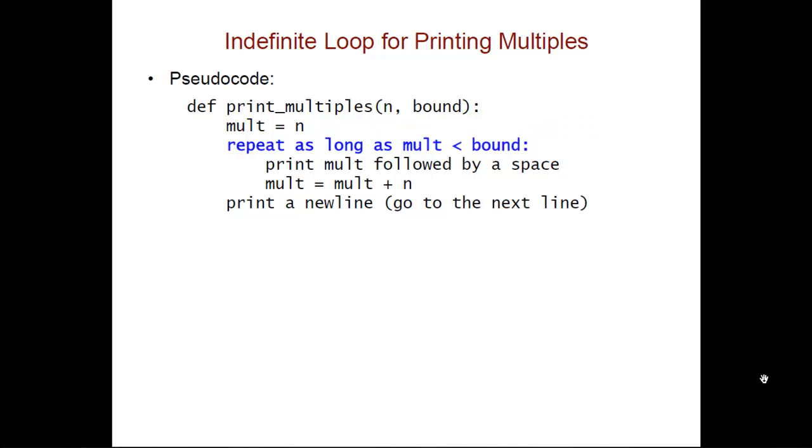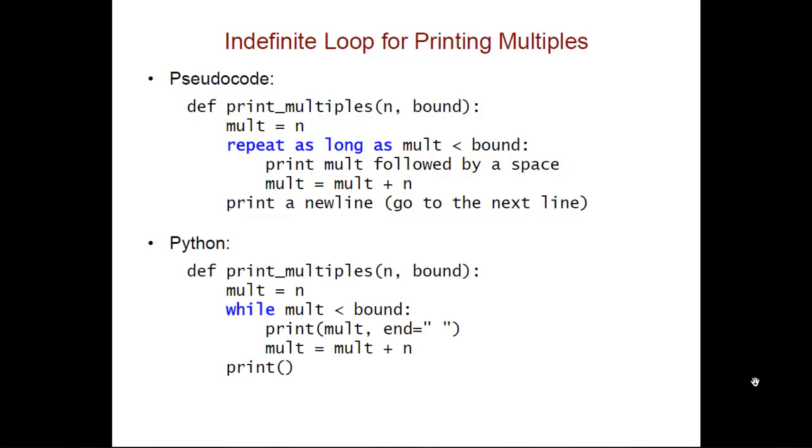And then we're going to repeatedly, as long as mult is less than bound, do 2 steps. We're going to print the current value of mult, followed by a space, and then we're going to update mult to be n more than its current value. And that's going to keep getting repeated. If you think about it, mult is assigned mult plus n. That's going to take me to the next multiple. And I'll keep doing that, printing and then going to the next multiple, provided that mult is less than bound. As soon as mult is no longer less than bound, we're going to stop looping and print a new line, which will cause us to go down to the next line.